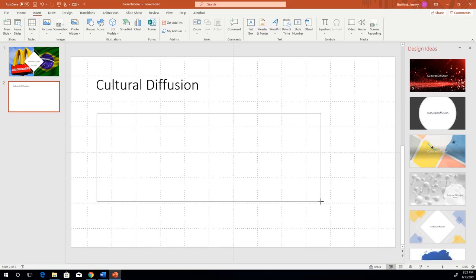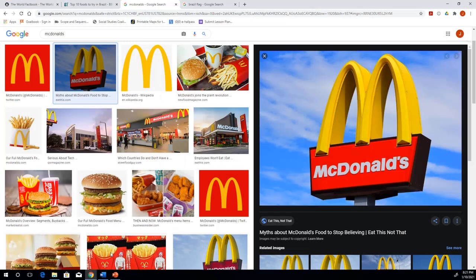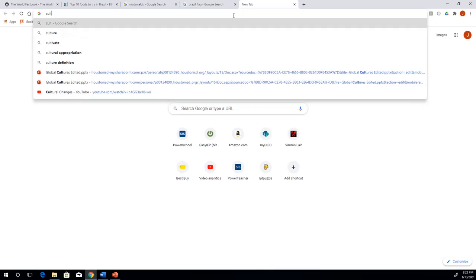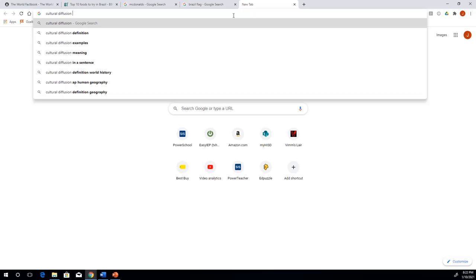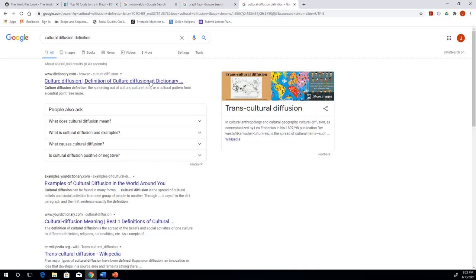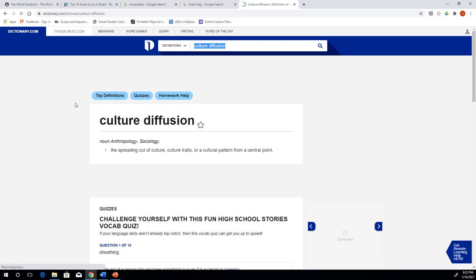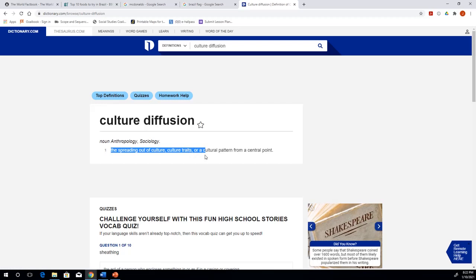Now we need a good definition for cultural diffusion. So I'm going to Google, and I'm looking up cultural diffusion definition. You could also do it from the PowerPoints that we've done, the global culture or cultural changes PowerPoints that are back in the hub. All right. But we look right here, dictionary.com. It's the spreading of culture, culture traits, or culture pattern from a center point.